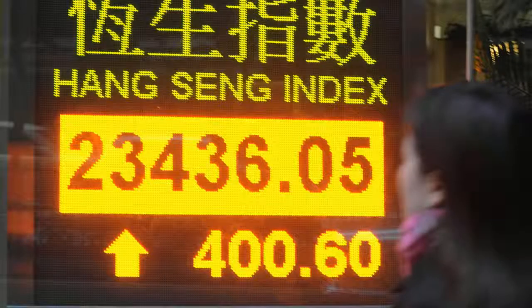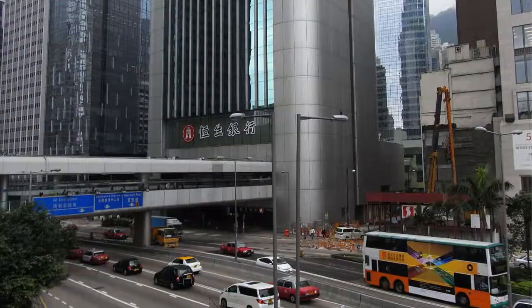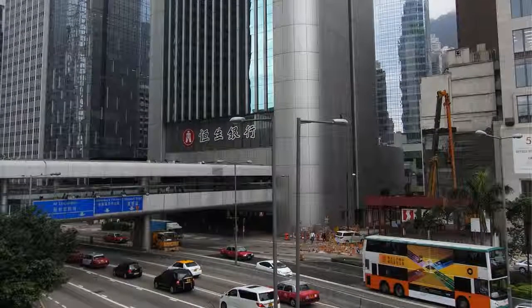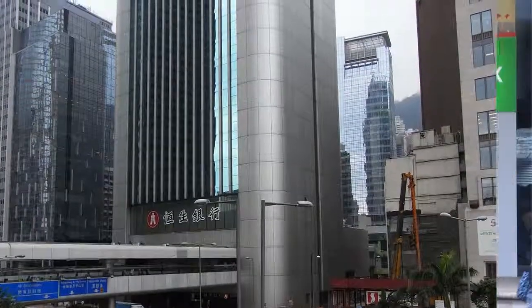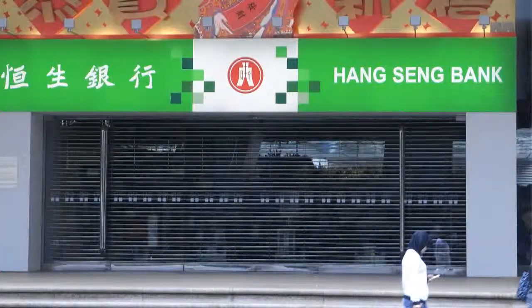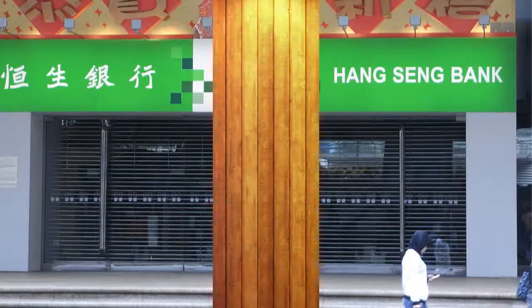The Hang Seng Index is a stock market index in Hong Kong. By recording and monitoring the daily price changes of the stocks included in the index, it tracks the overall performance of the Hong Kong stock market. This index is currently compiled by HSI Services Limited, which is a subsidiary of Hang Seng Bank.